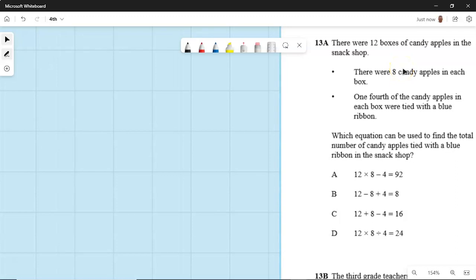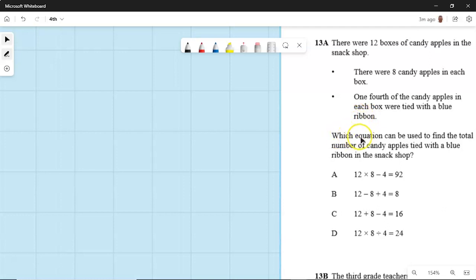Okay, we're going to look at this problem right here. It is problem 13A. Go and follow along with me as I read. There are 12 boxes of candy apples in the snack shop. There were 8 candy apples in each box. And then 1/4 of the candy apples in each box were tied with a blue ribbon.